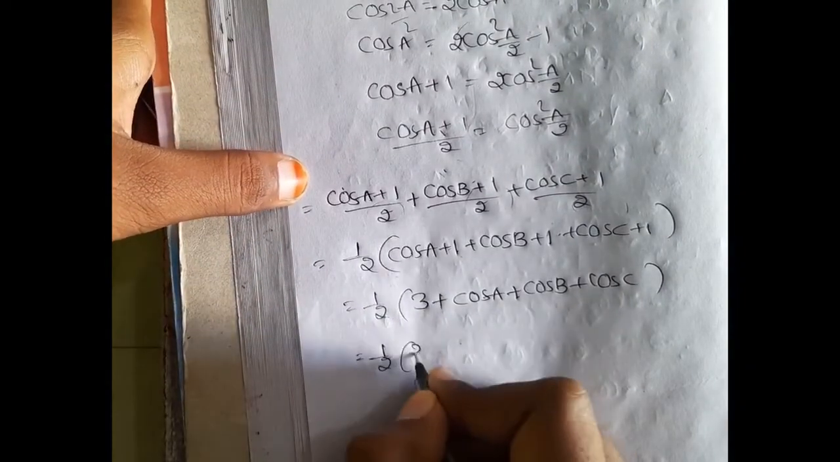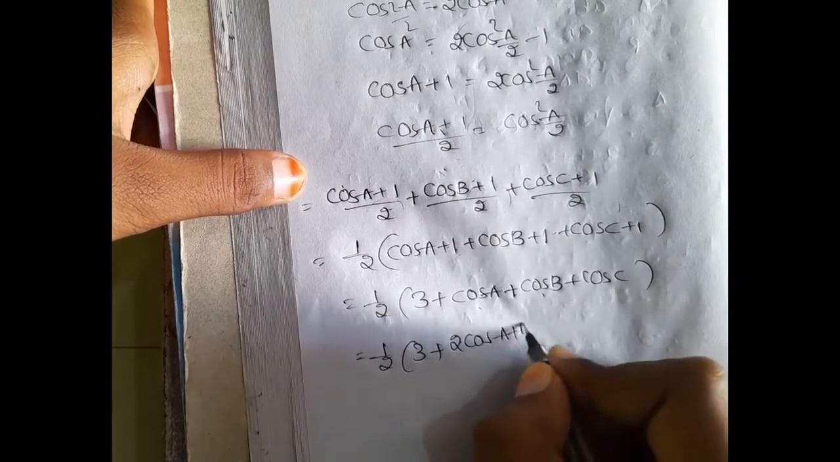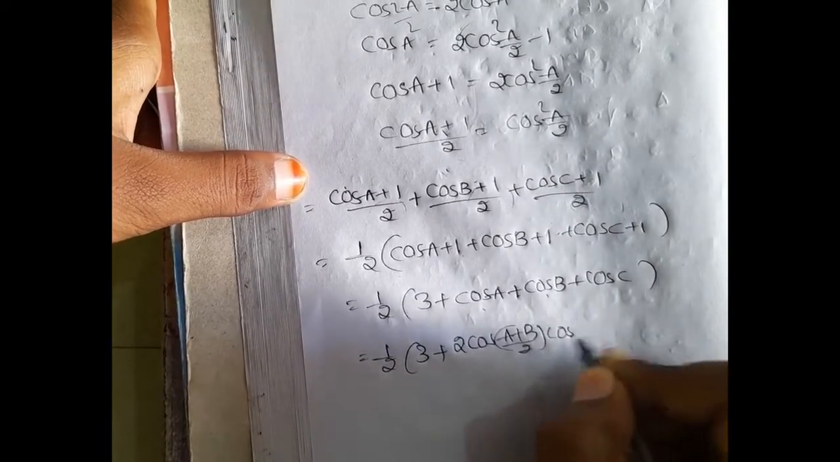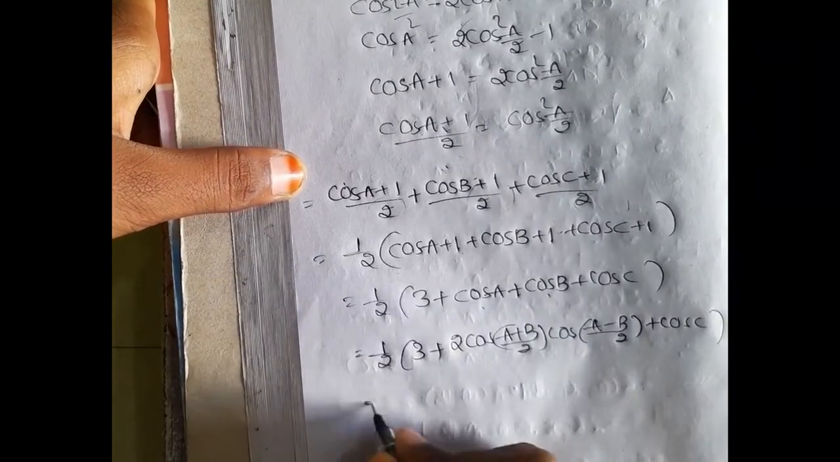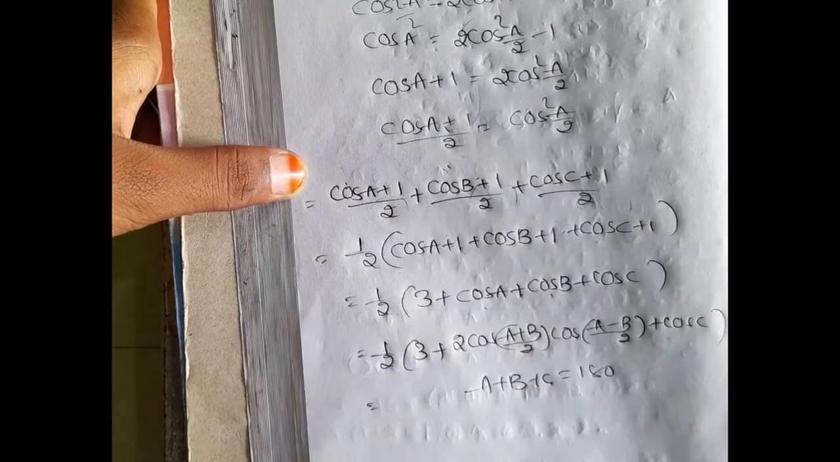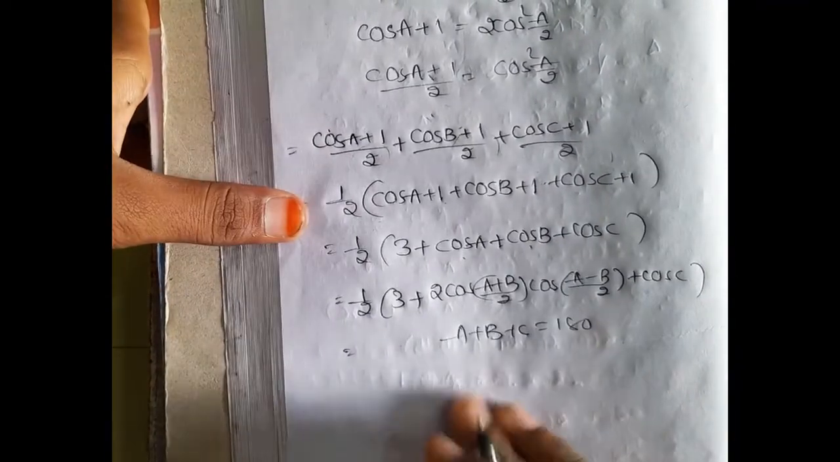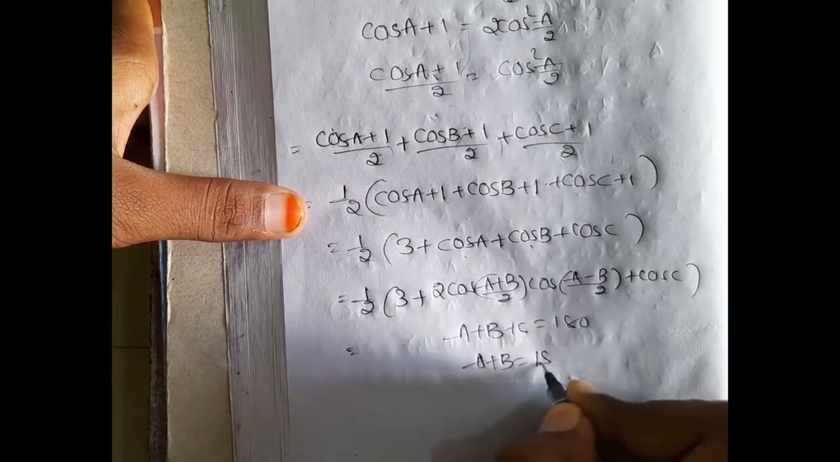1 by 2, 3 plus 2 cos a plus cos b, 2 cos (a plus b) by 2, cos (a minus b) by 2 plus cos c. We know that a plus b plus c equals 180. Why is this? Because it is a triangle. In a triangle, the sum of the angles is 180. So a plus b equals 180 minus c.